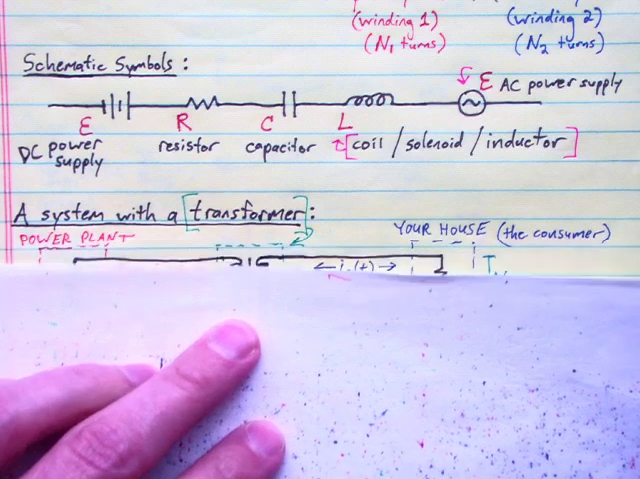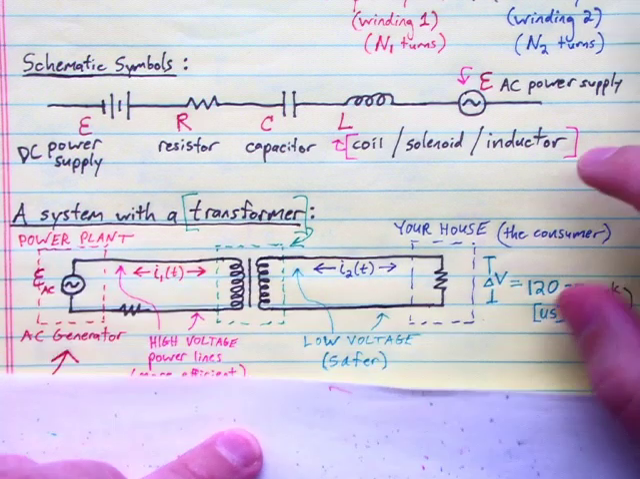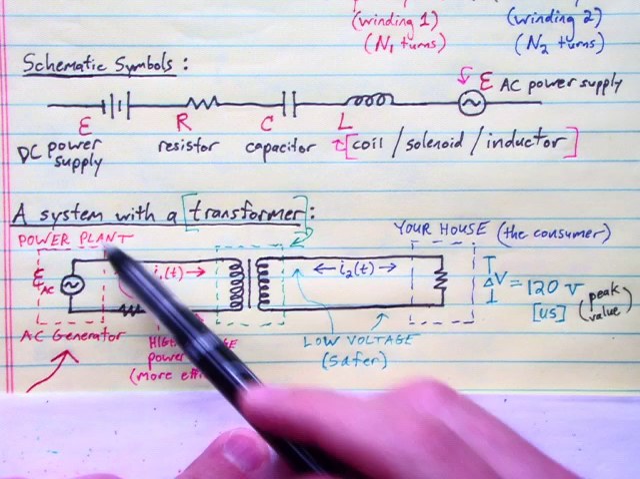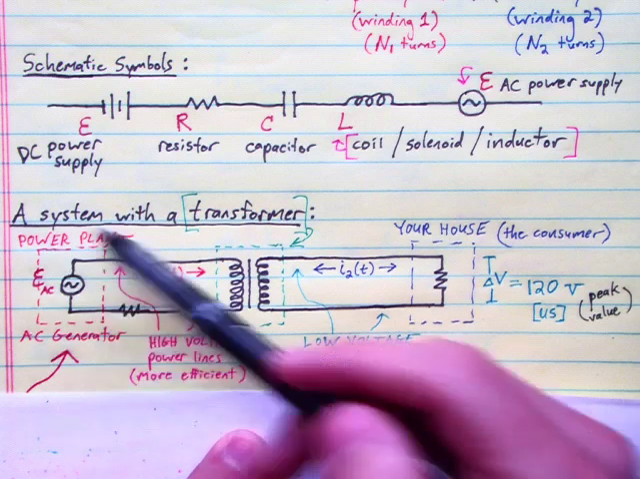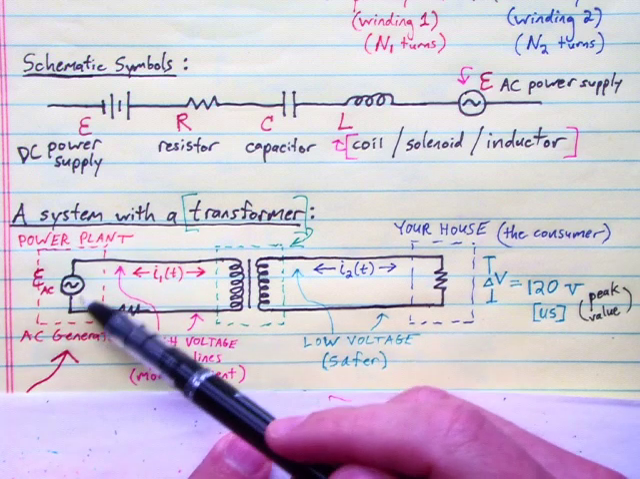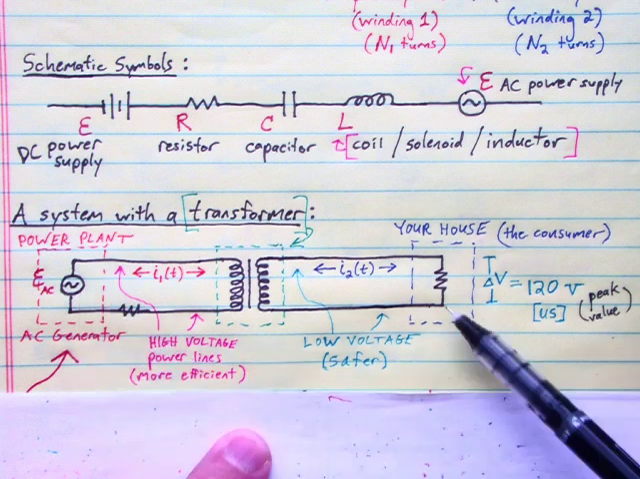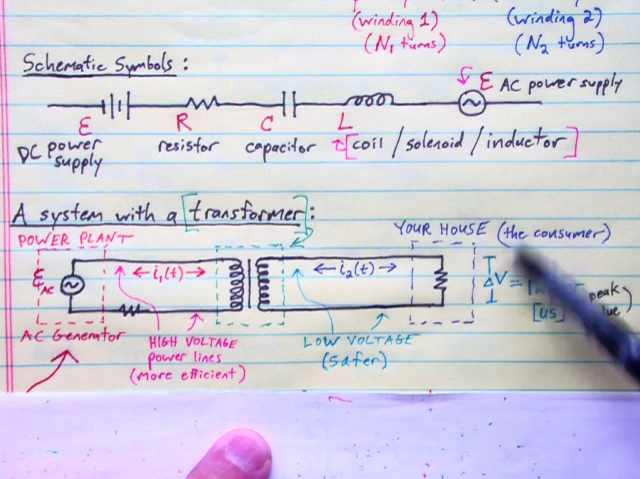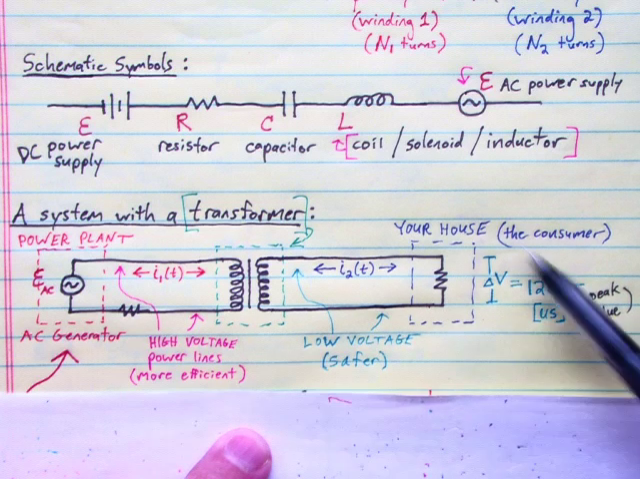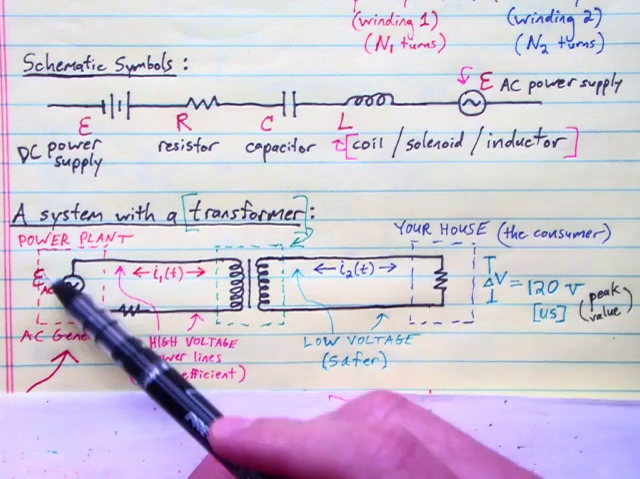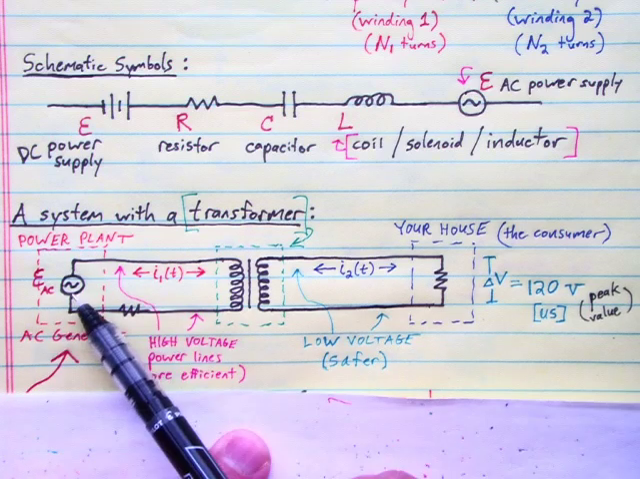So here's a system with an AC power supply and a transformer. Starting on the left over here, we have a power plant, an electric power plant with an AC generator here, generating the power that's going to be distributed all the way to your house way over here. So this is a very big and complex circuit, but we're showing just the essential elements of it here. So here's our power plant with an AC generator.